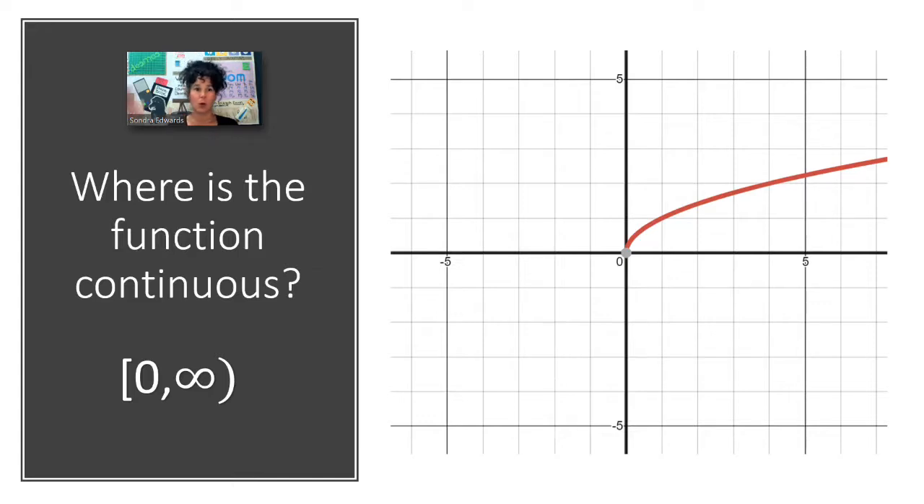So to summarize one more time, a function is not continuous at holes, breaks, or asymptotes, but it's also not continuous any place it's not defined. So in the case of y equals square root of x, anything to the left of 0, the function would not be continuous because it's not defined.